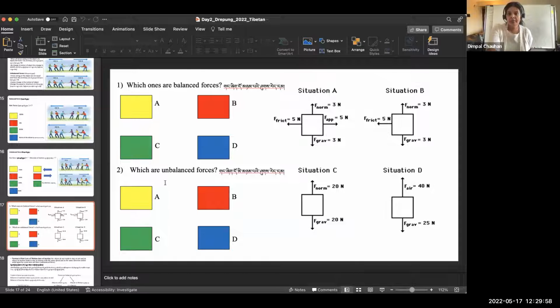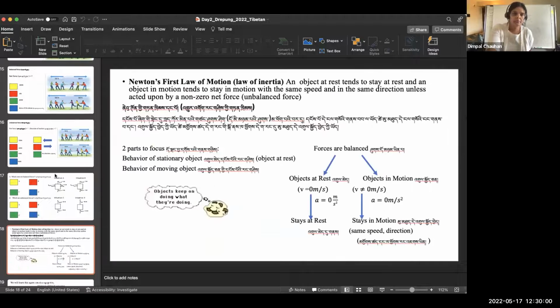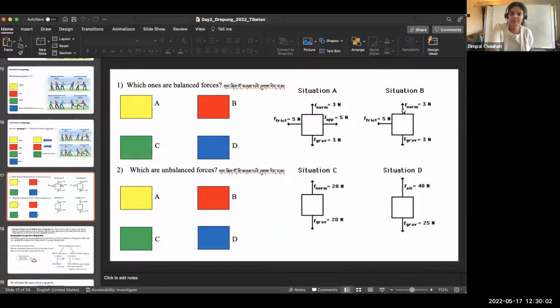So similarly for the unbalanced forces, oops, sorry. For the unbalanced forces, we just did situation B and D, it doesn't add up to 0. So these are unbalanced forces.